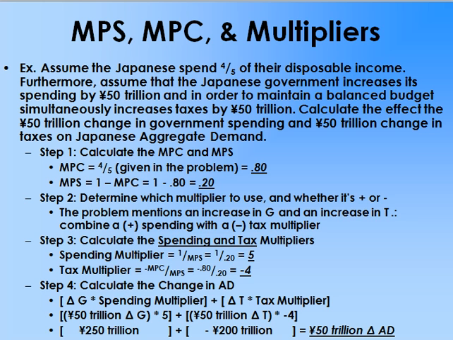So now we're going to calculate the change in aggregate demand. We have the change in government spending, which is 50 trillion yen, times the spending multiplier, which is 5, plus the change in taxes, which is 50 trillion yen, times the tax multiplier, which is negative 4. So 50 trillion times 5 is 250 trillion. That's the spending multiplier, which was positive. And then 50 trillion times negative 4 is negative 200 trillion. So we add those together and we get a positive change of 50 trillion yen in aggregate demand.